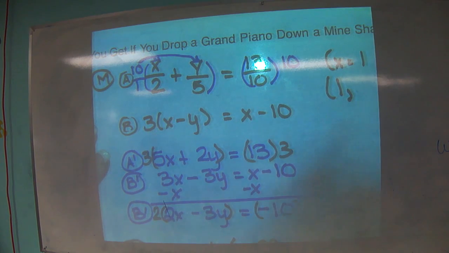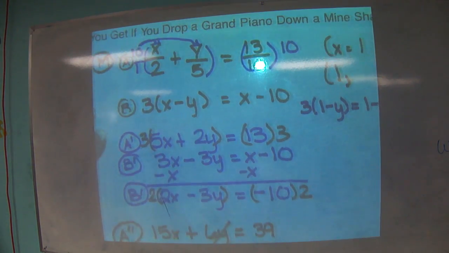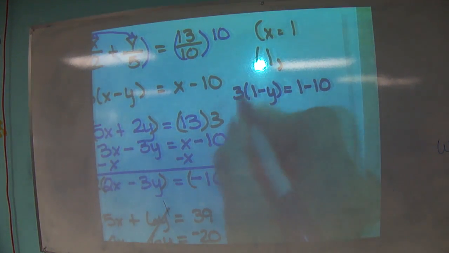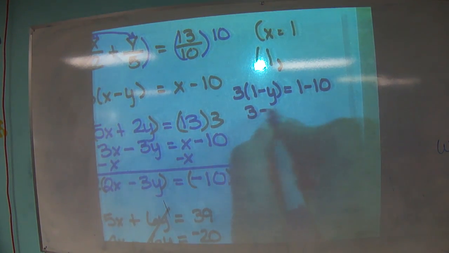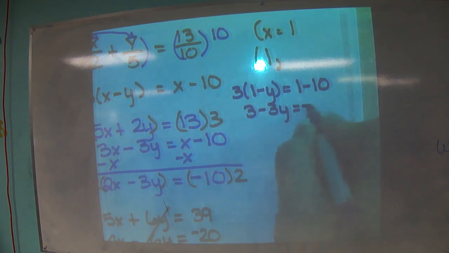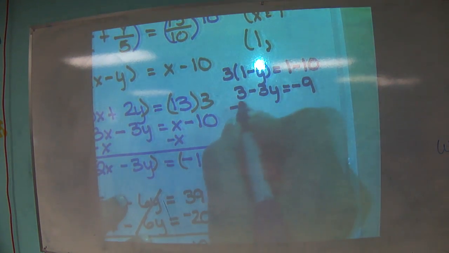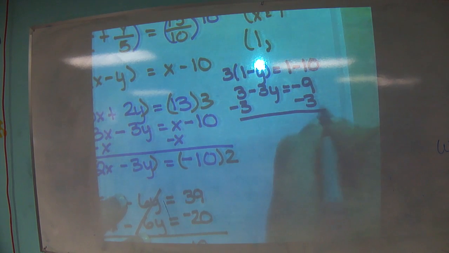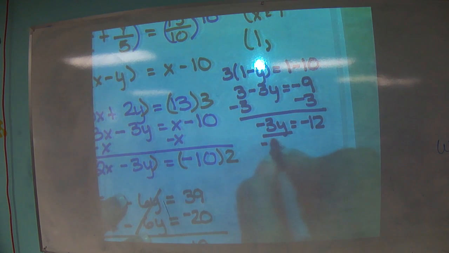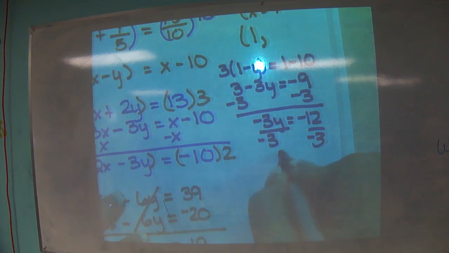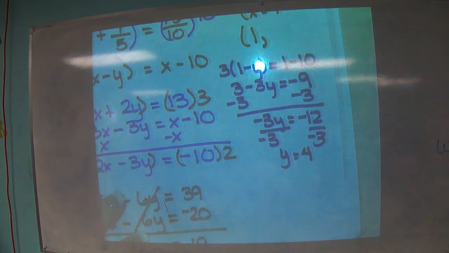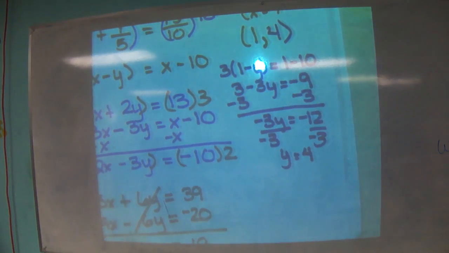Okay? So, if x is 1, so 3 times 1 minus y equals 1 minus 10. Right? 3 times 1? 3. 3 minus 3y equals negative 9. What do I do? Subtract 3 or add negative 3 to both sides? Negative 3y equals negative 12. Divide both by negative 3. Y equals 4. So it's 1, 4, and you're done.